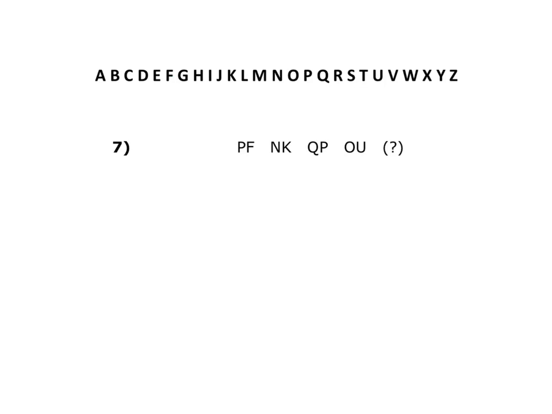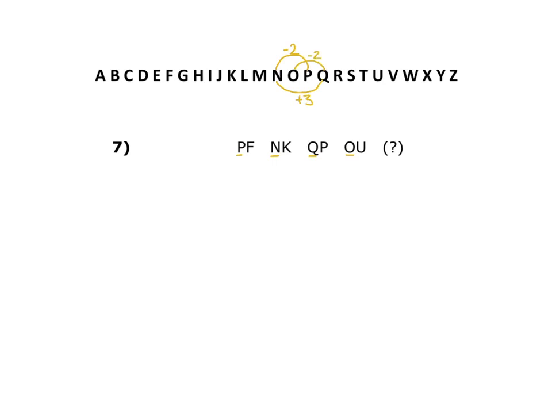Question 7. If we start with the first letters in each pair, we have P, N, Q and O. From P to N is a jump backwards of 2 places. From N to Q is a jump forwards of 3 places. From Q to O is a jump backwards of 2 places.